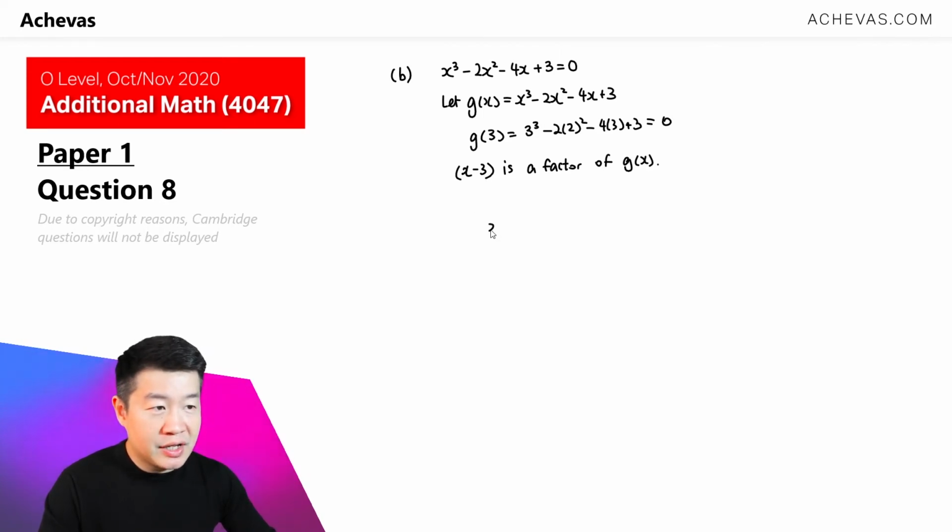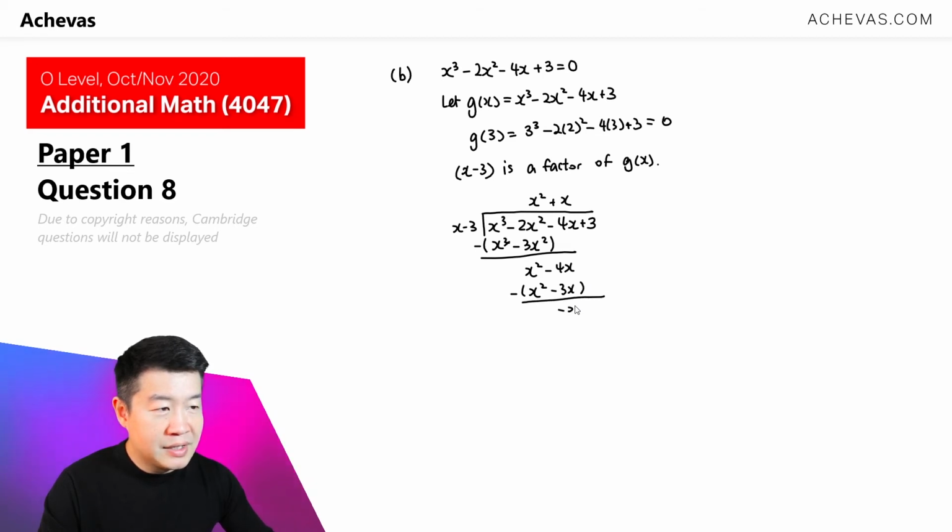So I'm going to take g(x), which is x to the power of 3 minus 2x squared minus 4x plus 3, and I'm going to divide this by its factor, x minus 3. So here is going to be x squared. So x squared times x minus 3 gives x cubed minus 3x squared. So this minus this, we will have x squared minus 4x. So this will be plus x. This will be x squared minus 3x.